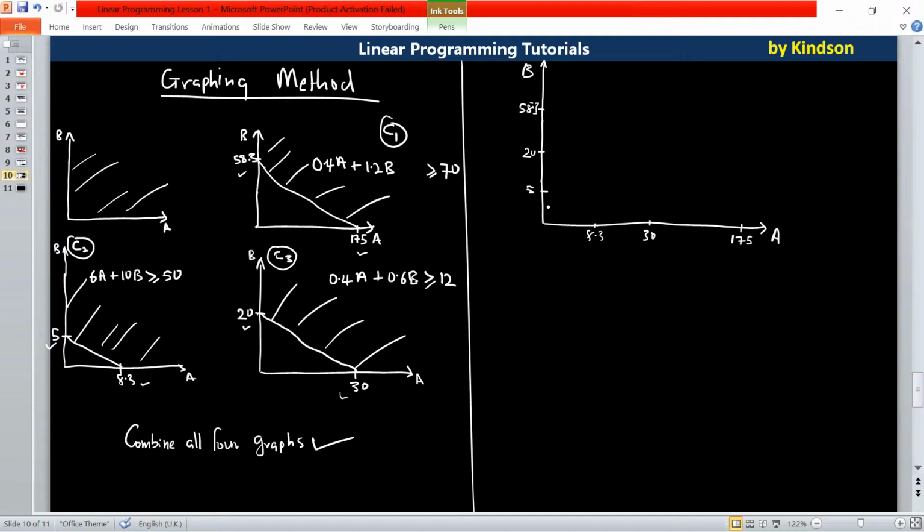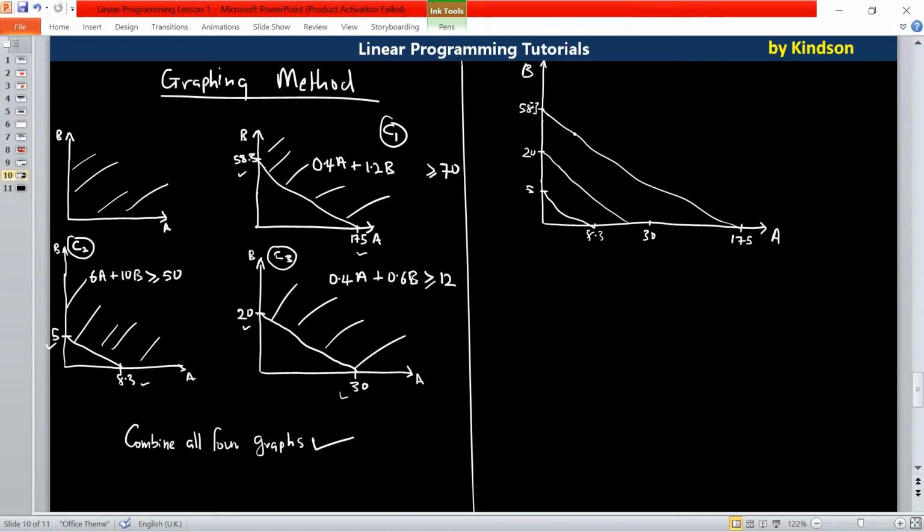So if I'm to draw the 3 lines, let's see how it goes. So this one goes down from here to here, right? So the second one, 5 to 8.3, 20 to 30, right? 20 to 30, yeah, 20 to 30. Draw a straight line. Okay, let's leave it this way. So let's see what we can do with this.